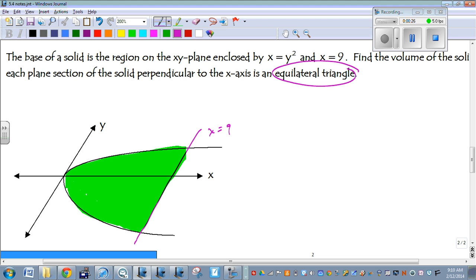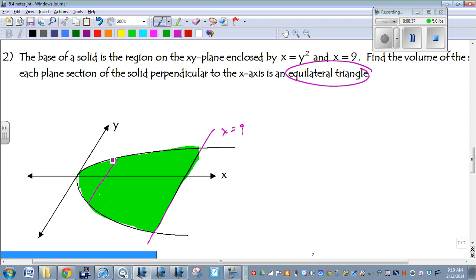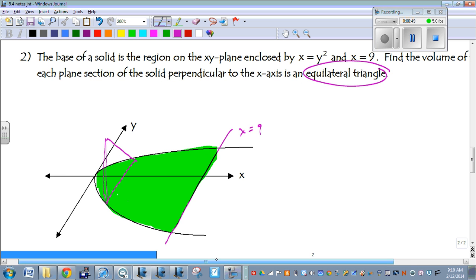So again, we're just going to draw one slice of this. So by doing that, I'm going to start off with a line that's parallel to the y-axis, perpendicular to the x. And up from that line, I have to draw an equilateral triangle. So do your best. I know some of you are complaining about your artistic skills. All right, so we have an equilateral triangle.